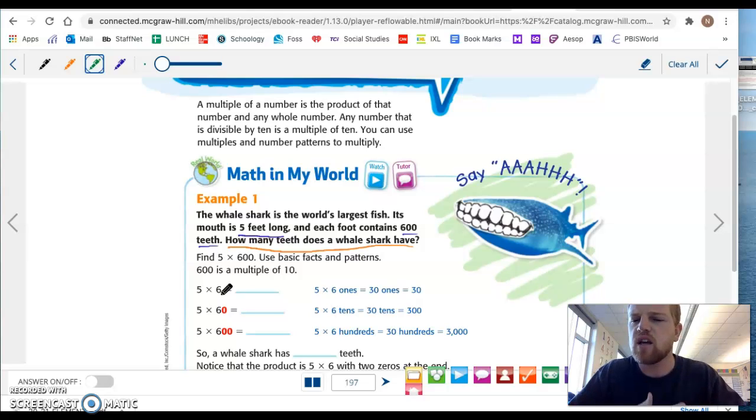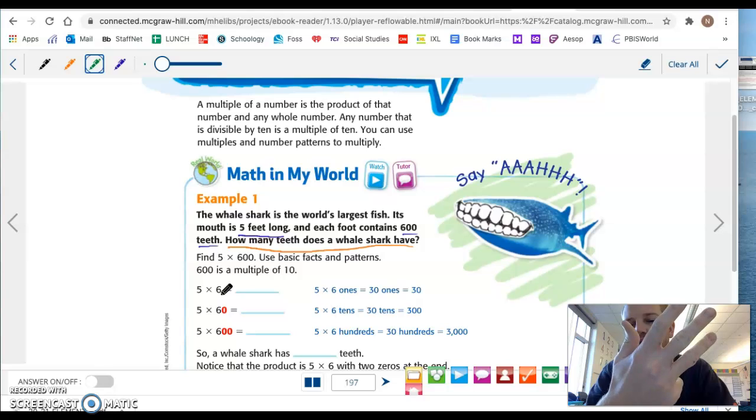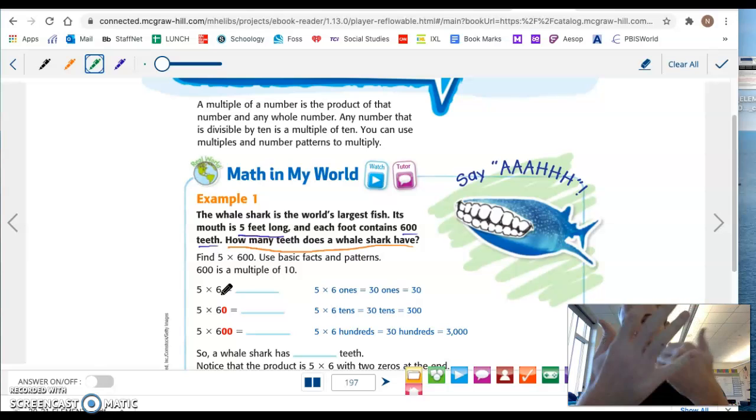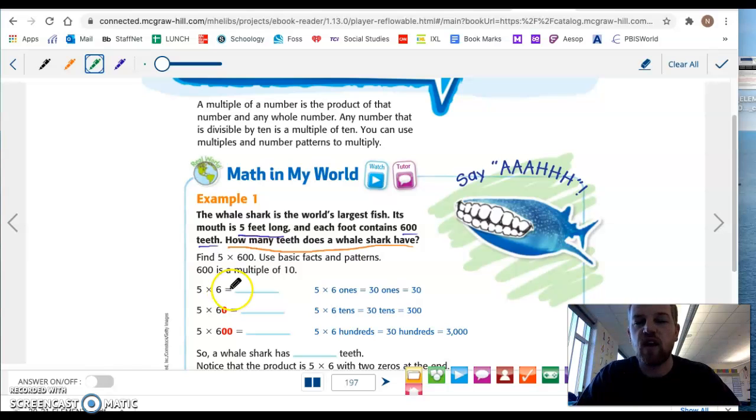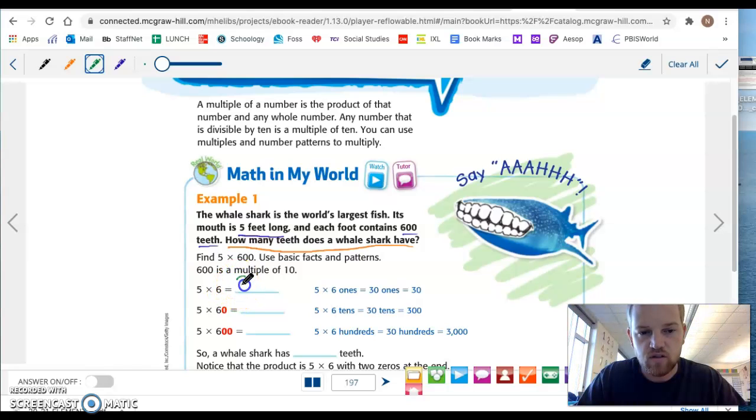But for this one, since I'm pretty good with my 5s, I'm going to count by 5 6 times. I'm going to go 5, 10, 15, 20, 25, 30. Now I have my 6 groups of 5, and I know that my answer is 30. So the problem sits right now, I did 5 times 6 ones, so that's 5 groups of 6 ones. That would get me 30 ones.